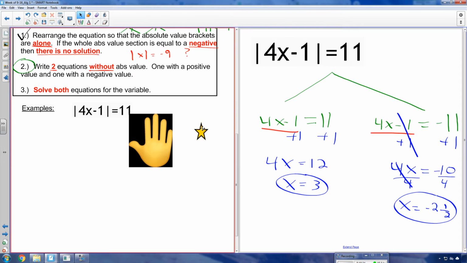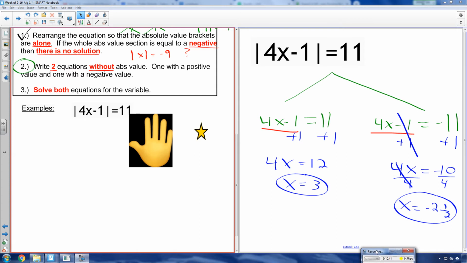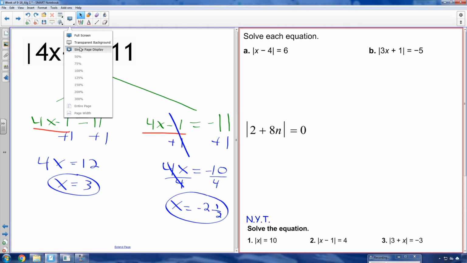Now we're going to try some more. All right, so now we're going to go to the next page. We can turn to this page here, and we're going to get through as many of these examples as we can. We might not get through all of them, but let's see what we can do, okay?